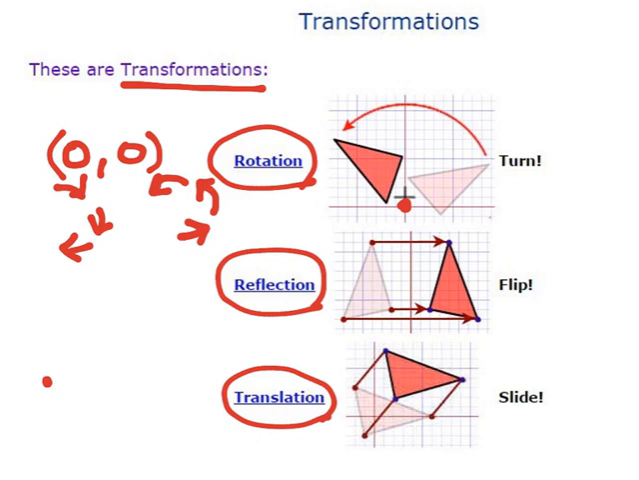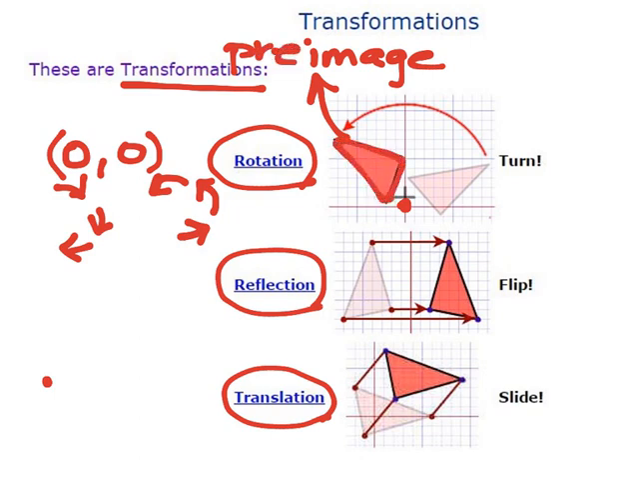Okay, then there's reflection. And you can think of this as a mirror. So it is a mirror reflection of the image. So the images that start, we call that the pre-image. Okay, so the start of the image before it is translated, that is your pre-image. All right, when it gets to where it's going, that is called the image.